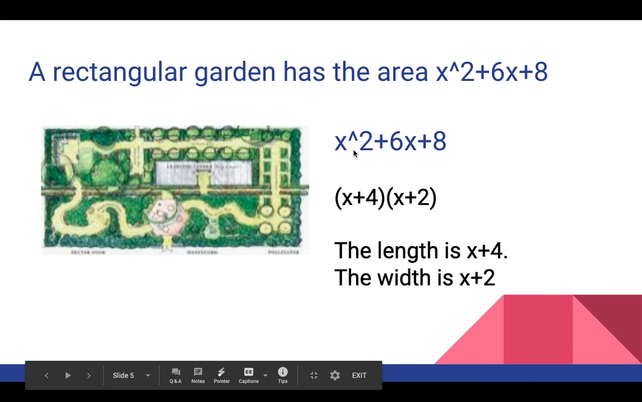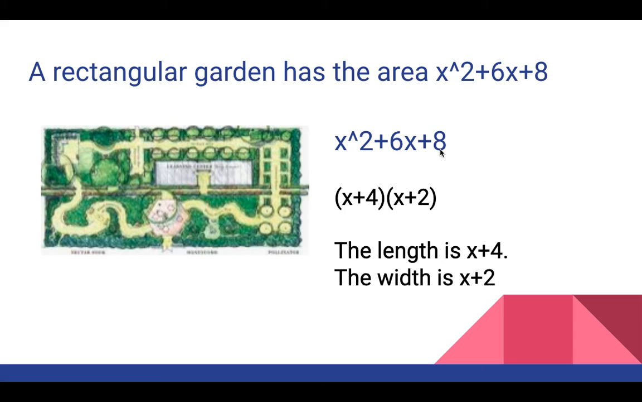So we're trying to factor x squared plus 6x plus 8. So we're going to say x plus 4 times x plus 2. So since the two numbers are 4 and 2, we're putting them in this format. So the length is x plus 4 and the width is x plus 2. And if you used FOIL, then you would get the area back.